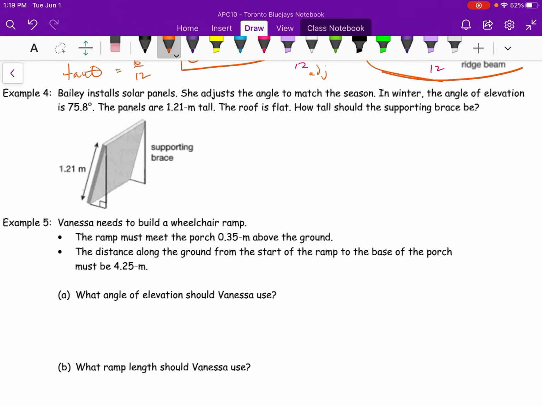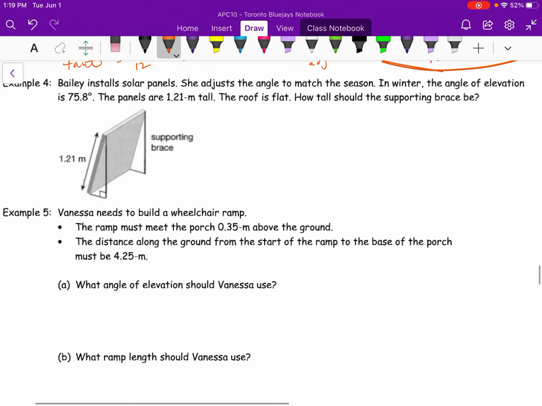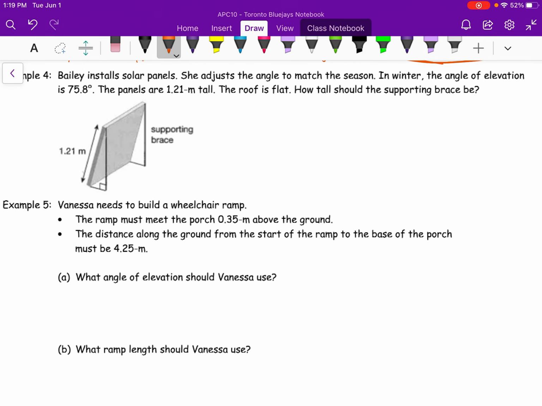All right, we're back for more with example number 4. Bailey installs solar panels. She adjusts the angle to match the season. In winter, the angle of elevation is 75.8 degrees. The panels are 1.21 meters tall. The roof is flat. How long should the supporting base be?